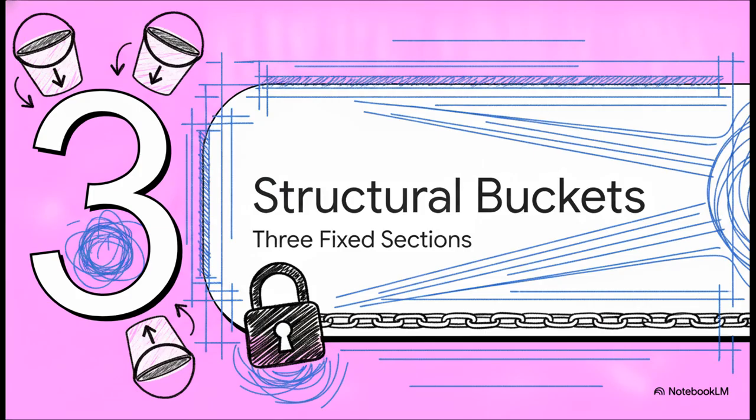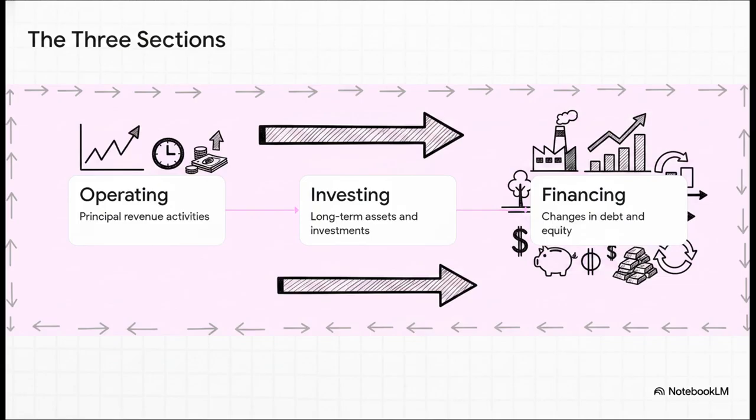Well, that brings us to section 3, the 3 structural buckets. To ensure total comparability, ASC 230 requires a highly rigid, non-negotiable blueprint. Every single cash flow statement has to follow this exact, fixed order without exception. Step 1, operating activities. Step 2, investing activities. Step 3, financing activities. It flows completely logically from what you do every day to how you invest for the future to how you fund the whole shebang. Let's break down exactly what goes into each bucket.